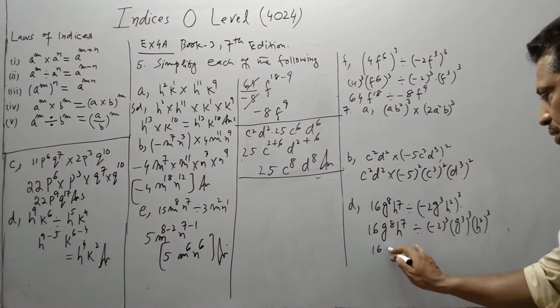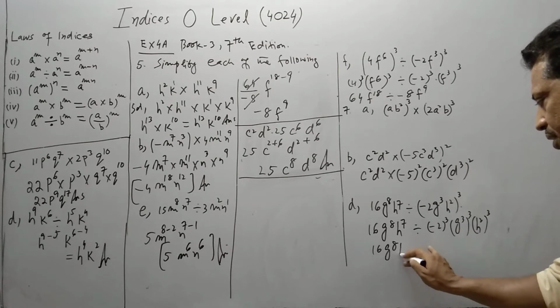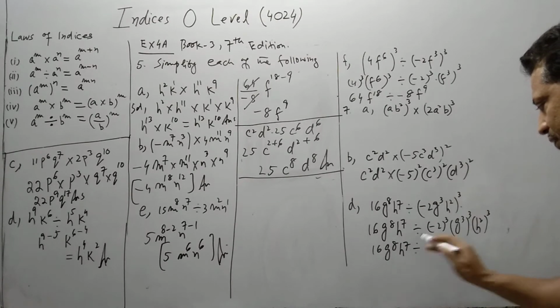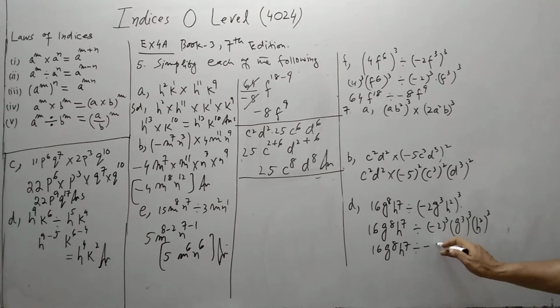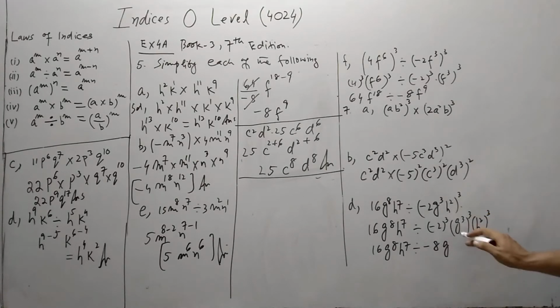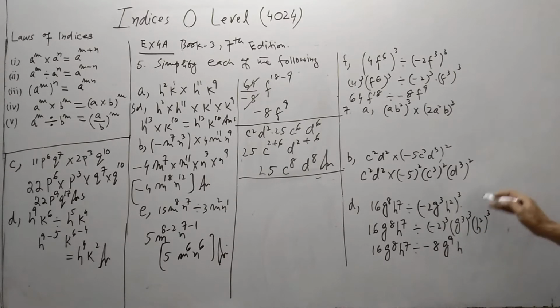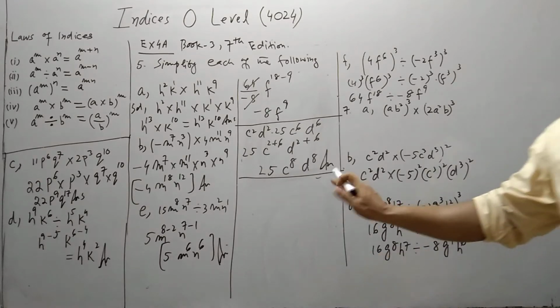16 G8 H7 divided by. What is minus 2 cube? Minus cube is minus. 2 cube is 2 into 2 into 2, 8. Power to the power are multiplied. 3 3s are 9. H square to the power 3. Power to the power multiplied. 2 3s are 6.